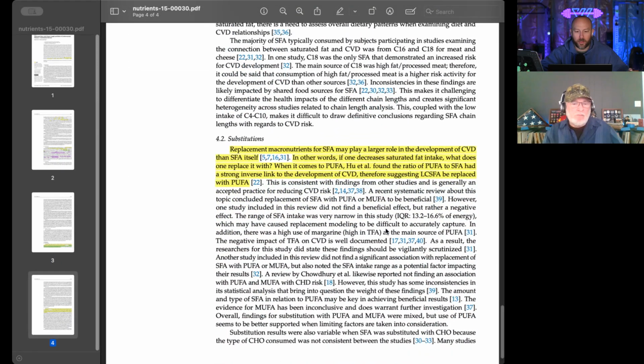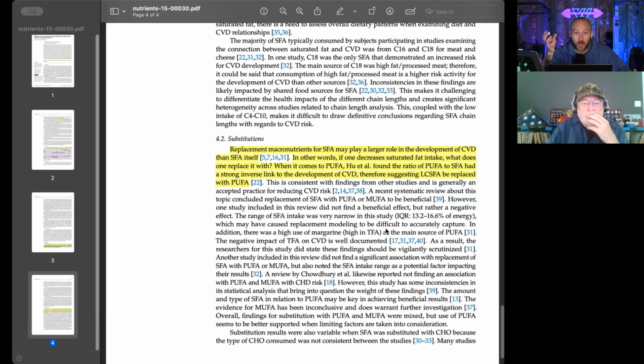Now, I talk about replacements. So replacement of macronutrients for saturated fatty acids may play a larger role in the development of cardiovascular disease than the saturated fatty acid itself. Now, this sentence goes into the reason why certain studies will or will not find an association between saturated fatty acids and cardiovascular disease. Because what are we comparing it to? What are we replacing it with? If one decreases saturated fat intake, what does one replace it with?